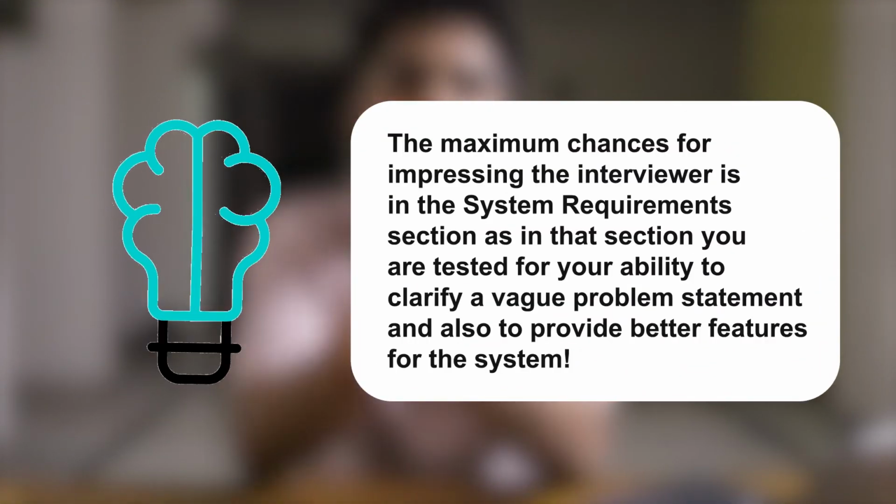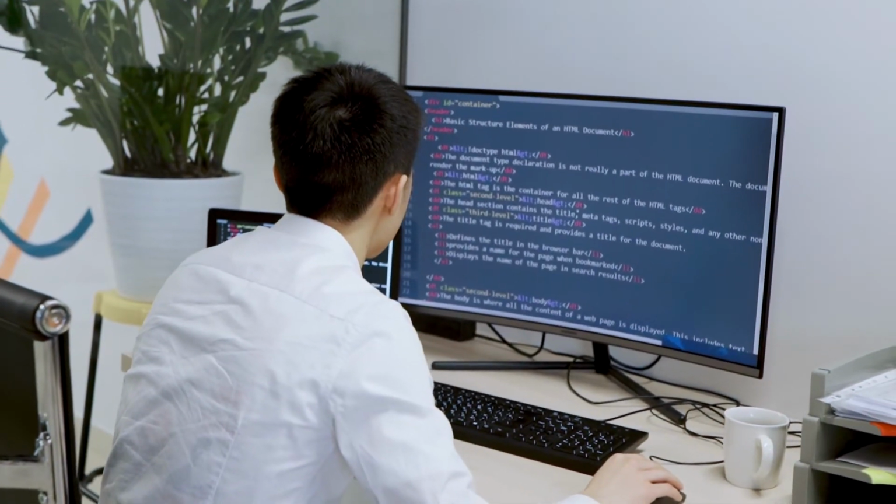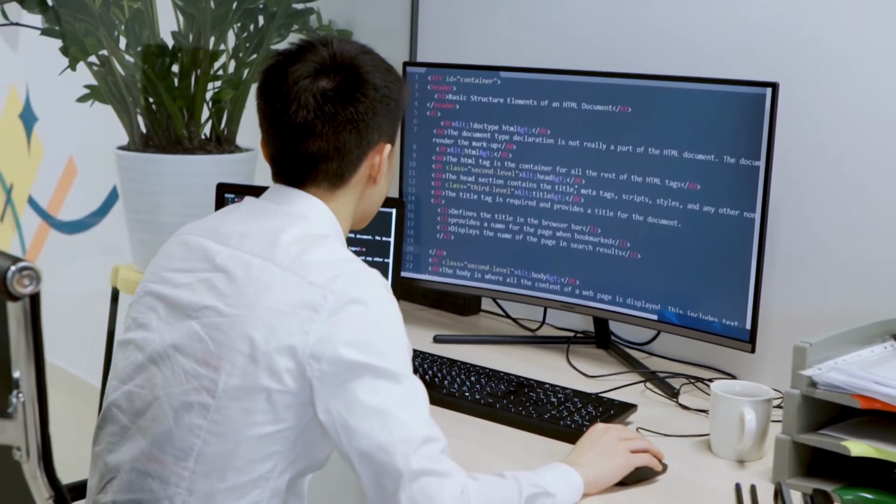One pro tip that I would love to give you is that the maximum chance for impressing the interviewer is in the system requirements section. In that section, you are tested for your ability to clarify a vague problem statement, which I think is a very unique trait in any software developer, and also to provide better features for the system. So try excelling in that specific section the most, because it also tells the interviewer how well aware you are of that particular field and your profession as well.